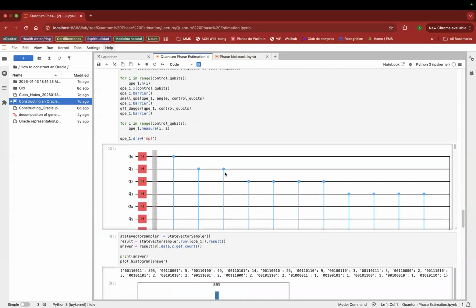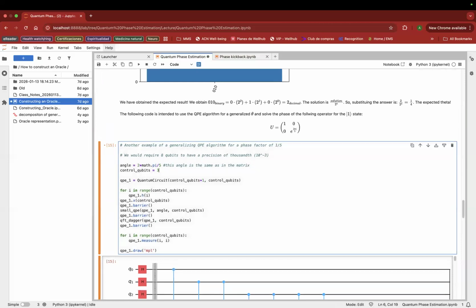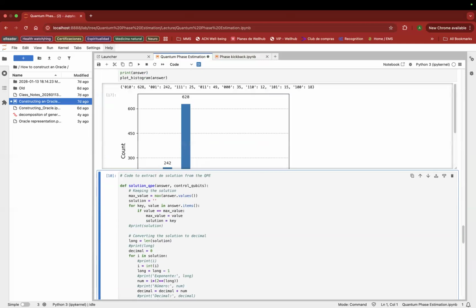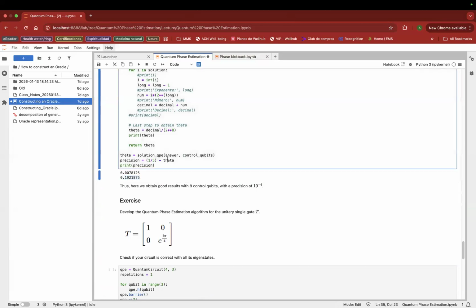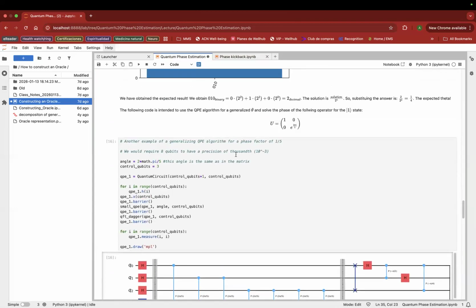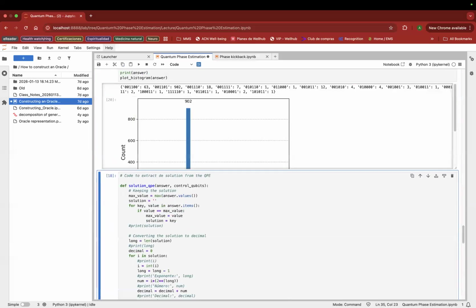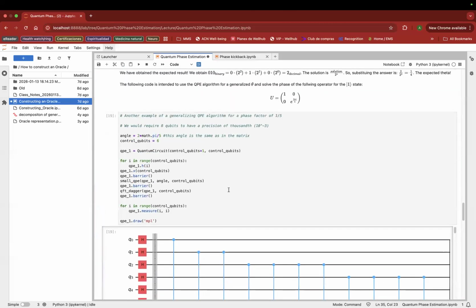But if, instead of 8 control qubits, we just put 3, the circuit is much smaller and we get fewer counts. As you can see, we don't get any probability, meaning we don't even get the solution with 3 control qubits for this phase. We need to increase it, maybe to 6. We get more, but here we still don't have it. We need to increase that to get even more solutions.